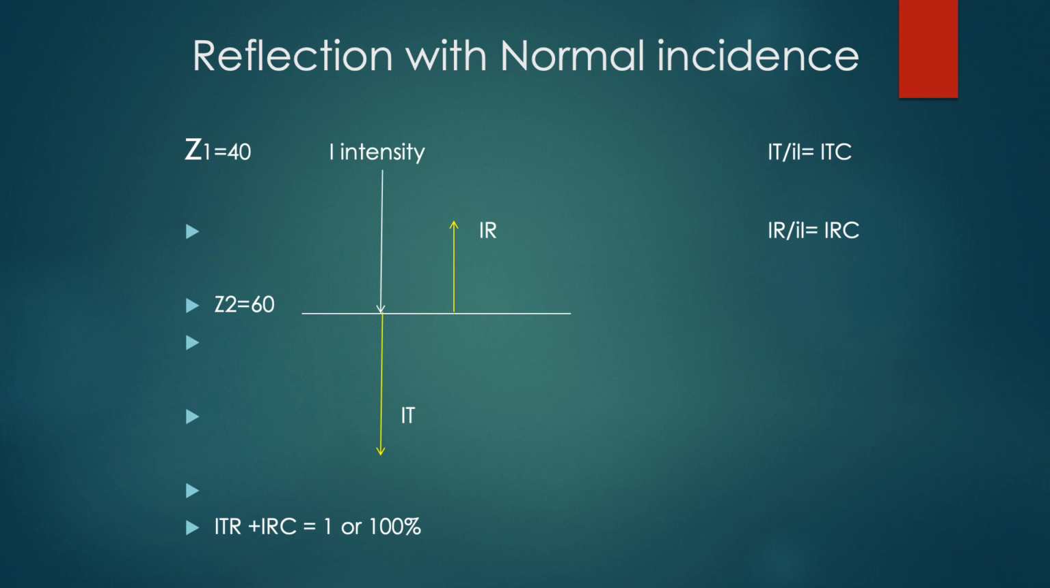Okay, so both of them will add to 1 or 100%, and 1 minus any one of them will give you the other one. Let's say you have 75 cents and 25 cents, you have $1 now. $1 minus 25 cents is 75 cents. $1 minus 75 cents is 25 cents. So if IRC and ITC equal 1, 1 minus IRC should give you ITC, and 1 minus ITC should give you IRC. 1 minus any one of them will give you the other one.